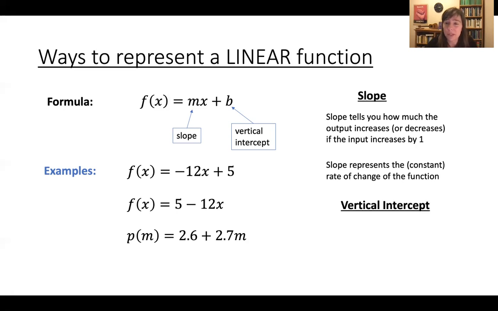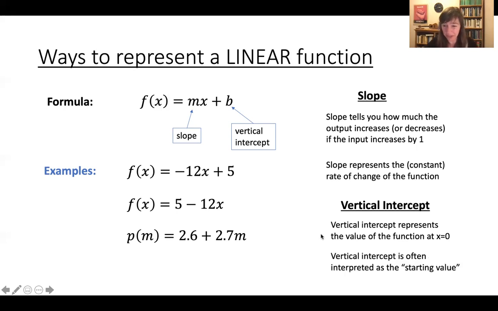Then there's the vertical intercept, that b value. The vertical intercept just represents the value of the function at x equals 0. So if you're ever asked to calculate the vertical intercept, just plug in x equals 0. Notice that if you plug in x equals 0, the mx goes away, and so the function just gives you b at the end. This vertical intercept is also often called the starting value or initial value, because often our input is time, and at time equals 0, that's when you're starting.